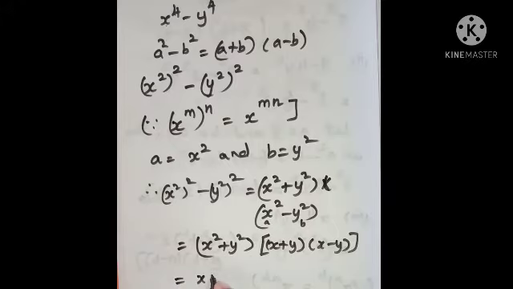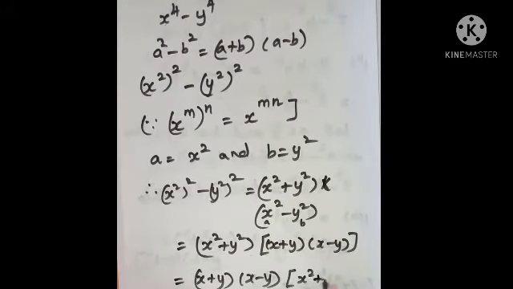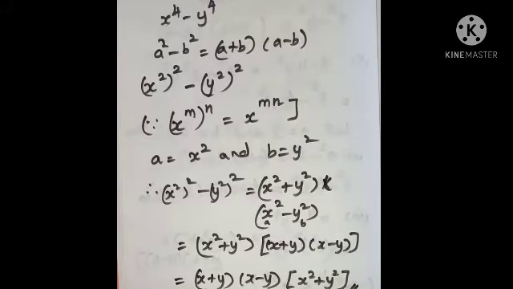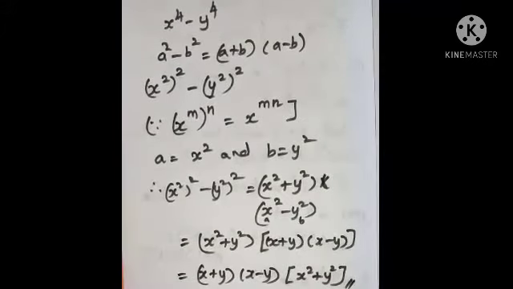So our final answer will be x plus y into x minus y, x square plus y square, which is the factorized form of the given expression. Thus we have factorized the given expression x power 4 minus y power 4 by using the identity a square minus b square is equal to a plus b into a minus b.